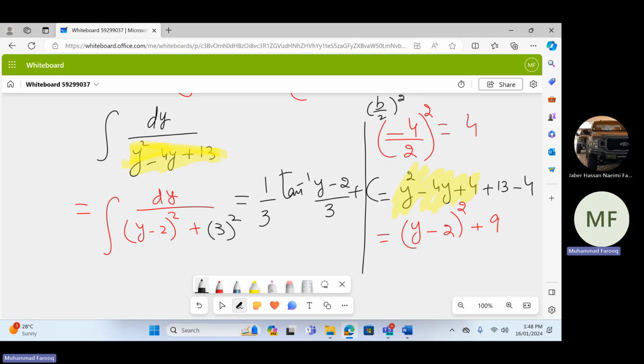So this is the completing the square procedure here.